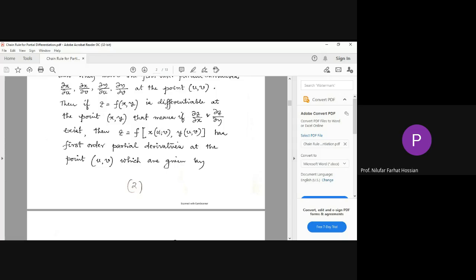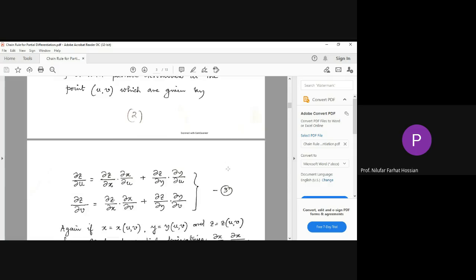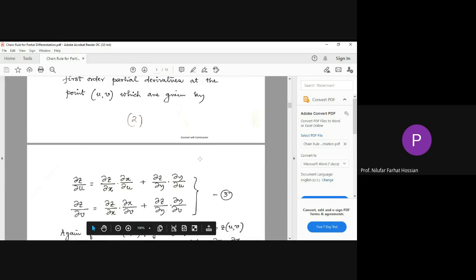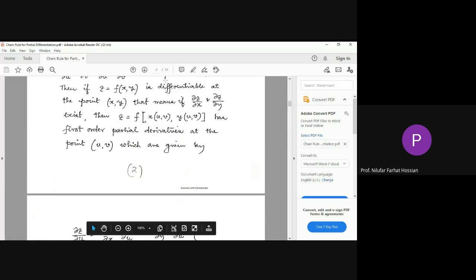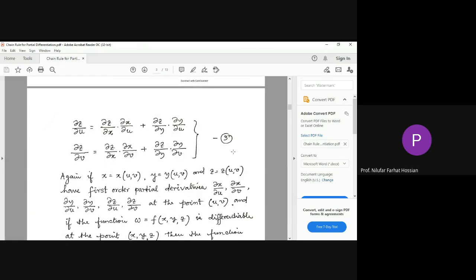Del z by del u will be equal to del z by del x into del x by del u plus del z by del y into del y by del u, if it is with respect to u. And if it is with respect to v, then all the derivatives of x and y should be performed with respect to v. So del z by del v will be equal to del z by del x into del x by del v plus del z by del y into del y by del v.